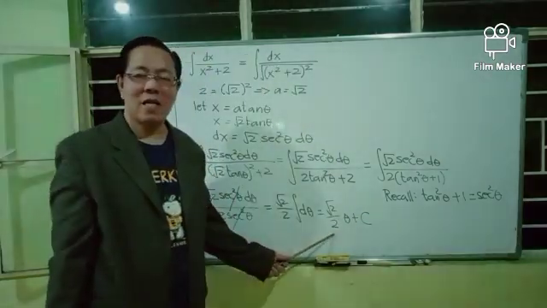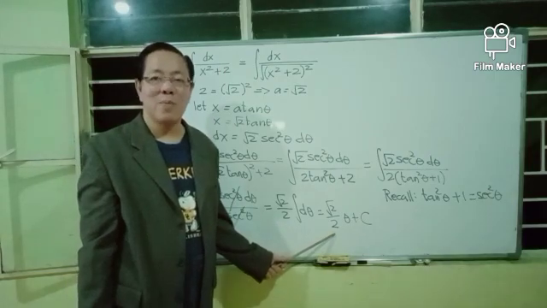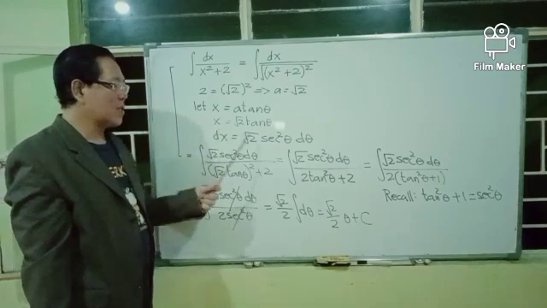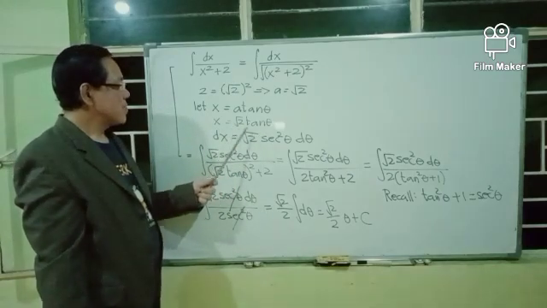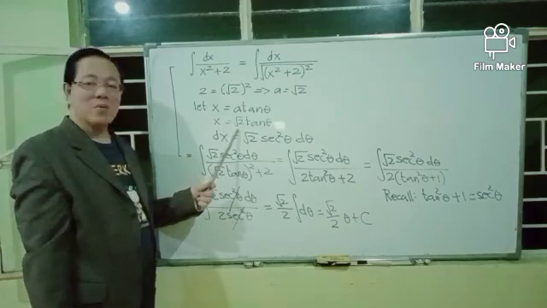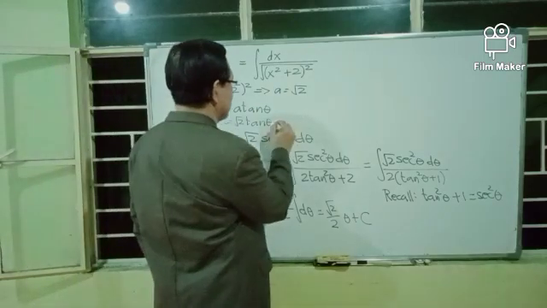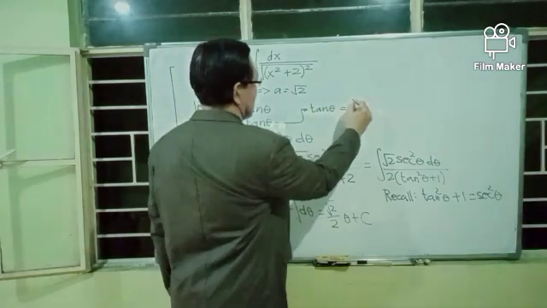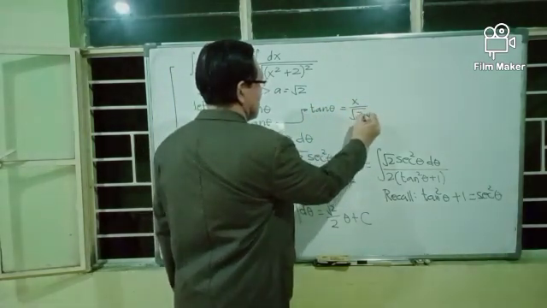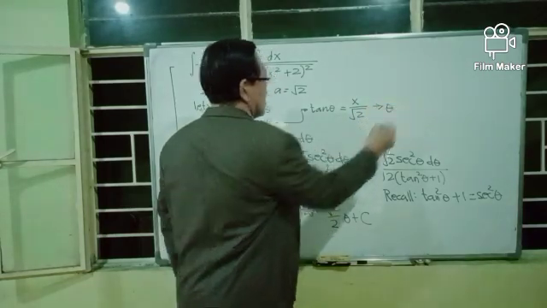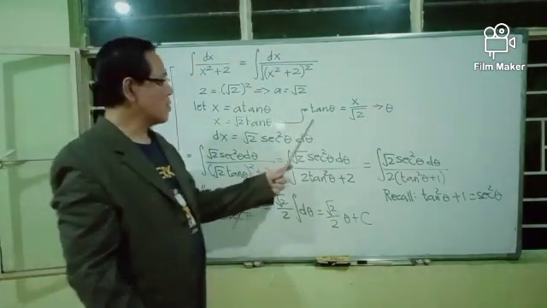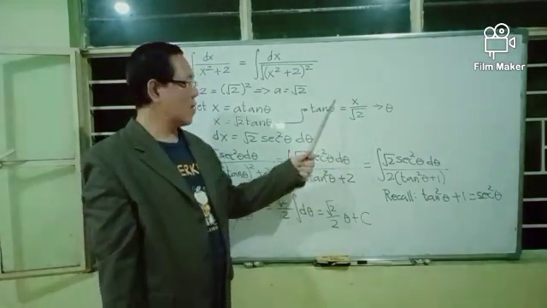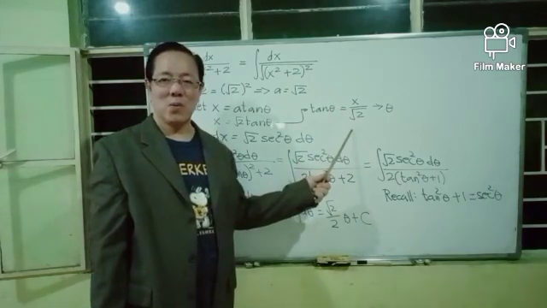Again, we have to write this answer back in terms of the original variable x. From this equation, we solve for theta. Tangent theta is equal to x divided by square root of 2. And from this equation, we solve for theta. Theta now is equal to inverse tangent or shift tangent of x over square root of 2.